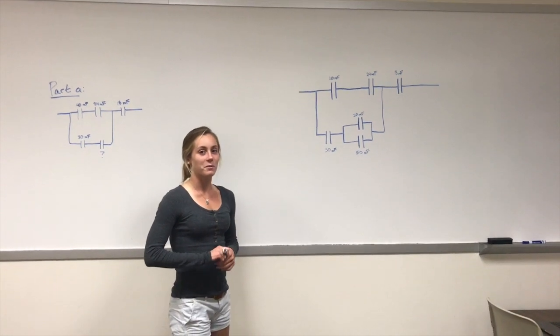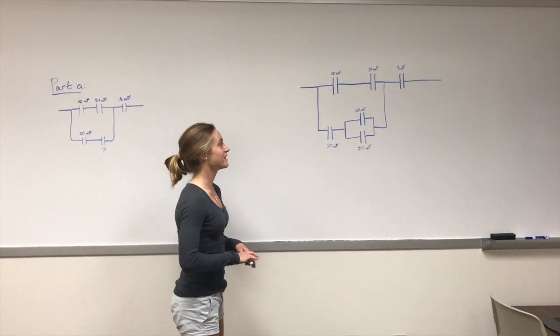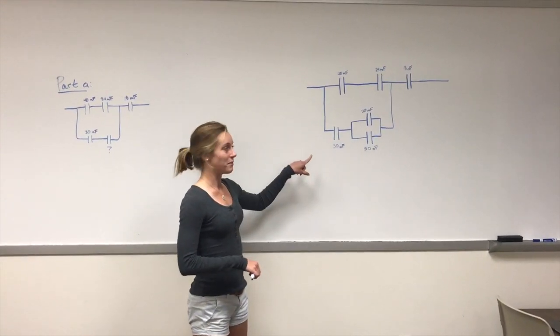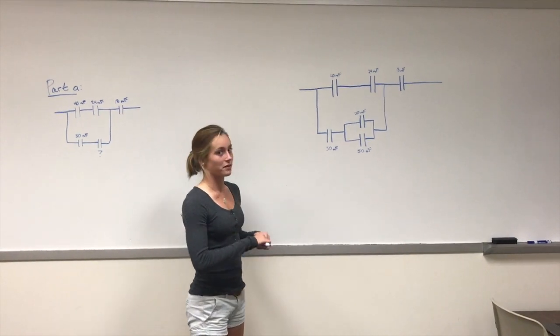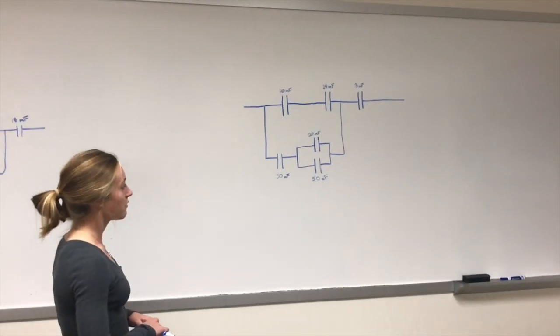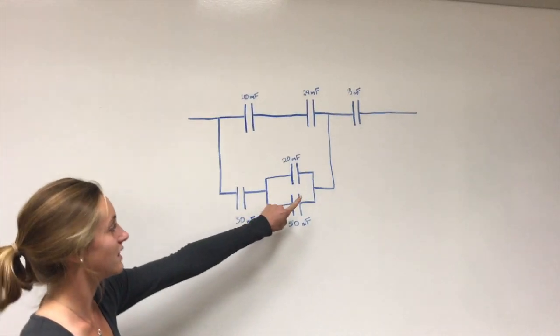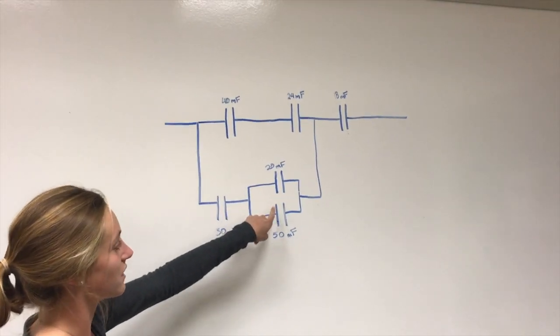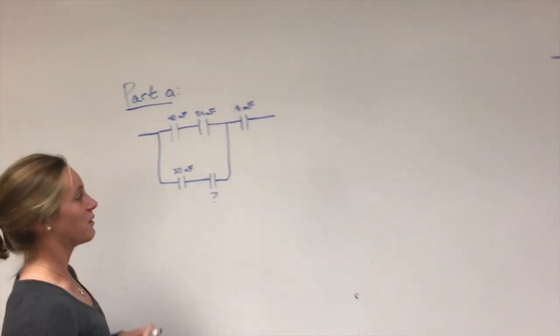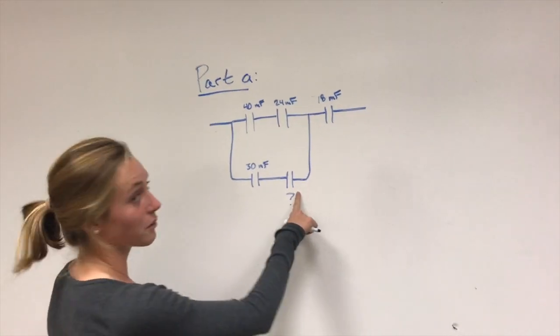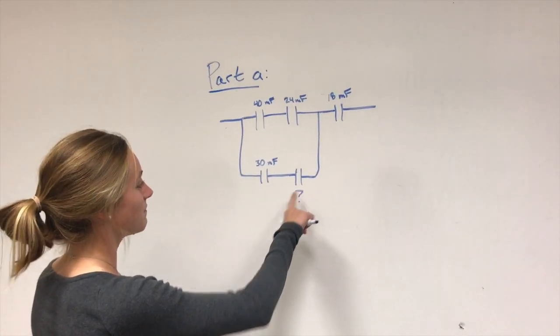So today we're doing problem number 22 for our video project, and we're just going to find the equivalent capacitance of this circuit with these capacitors. So first we're going to find the equivalent capacitance of these two capacitors in parallel. So we rewrote it over here, and this equivalent capacitor is what we're looking for.